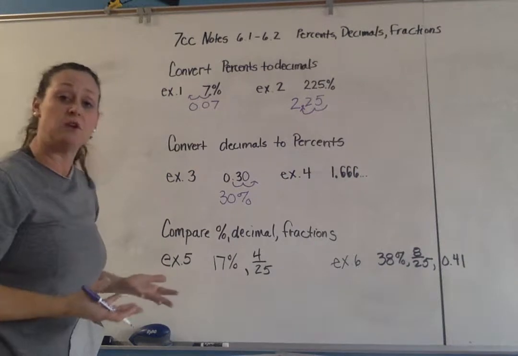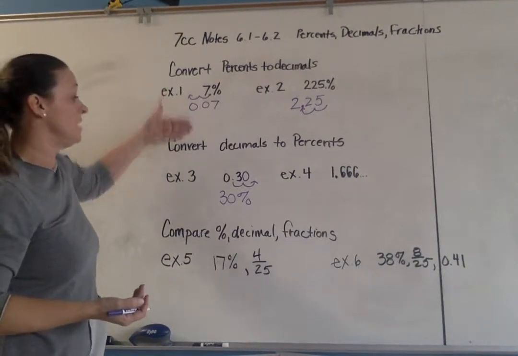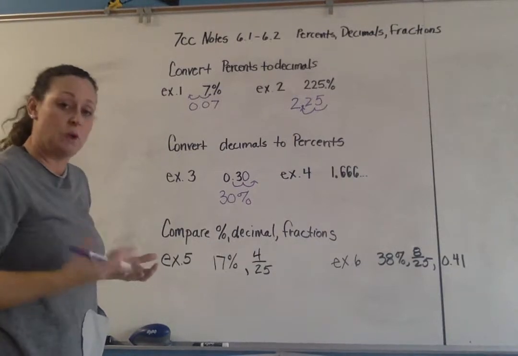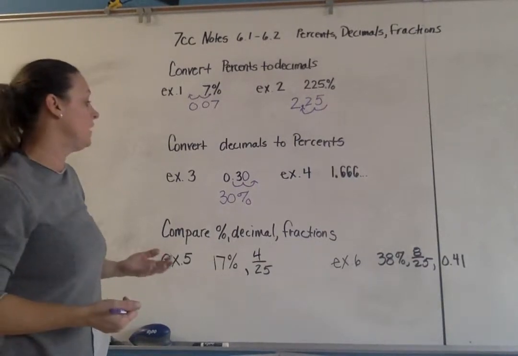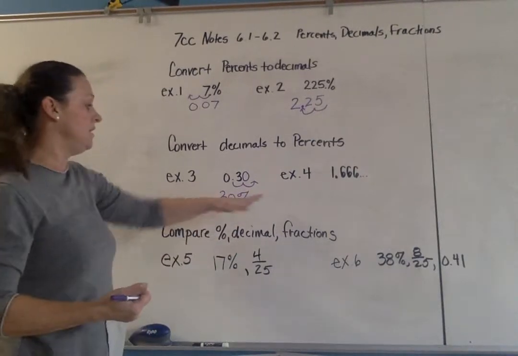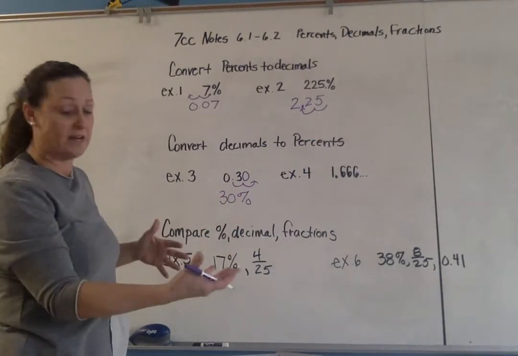Now, each place value I move, either from a percent to a decimal or a decimal to a percent, is going to be a place value, and each place value represents 10. So when I'm making it out of 100, I move 2 place values. And in this case, I'm moving it to the right.